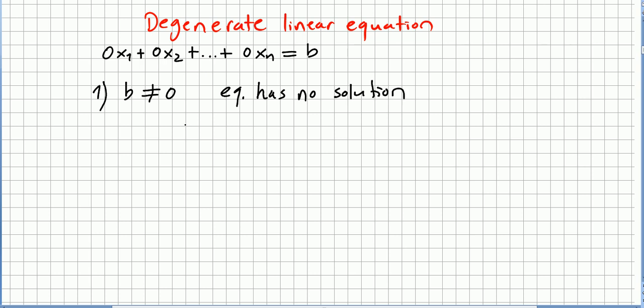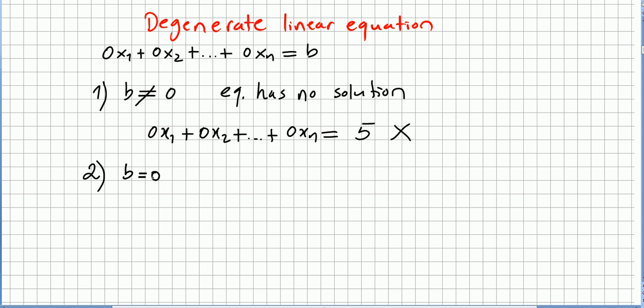Why is that? Because 0x1 plus 0x2 plus 0xn, and let us say b is 5. Well, there is no 0 times x1 plus 0 times x2 plus etc. plus 0 times xn where you get 5. This is not possible. You cannot multiply numbers by 0, add them, and get 5. So if b is not 0, the equation has no solution.